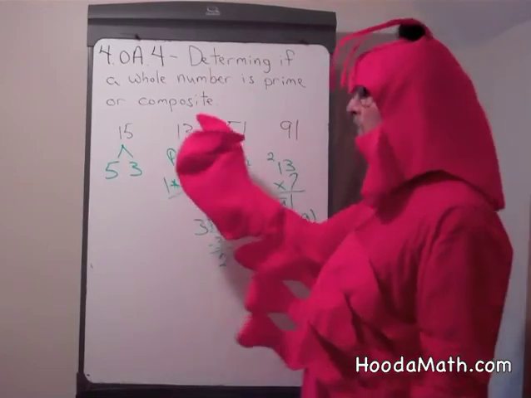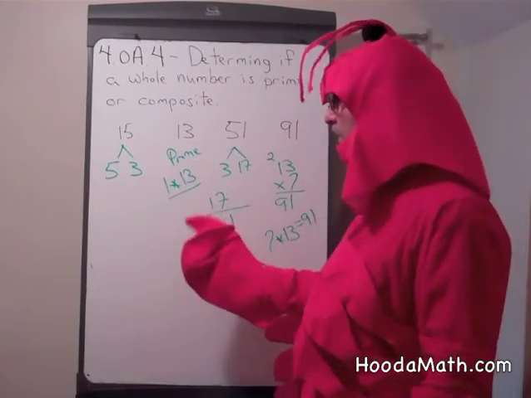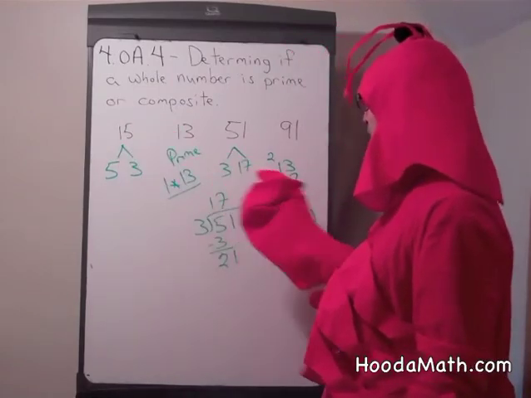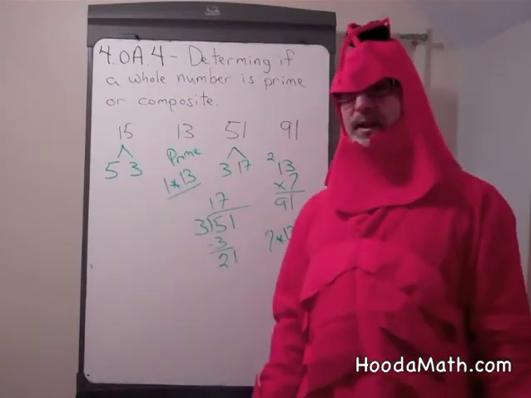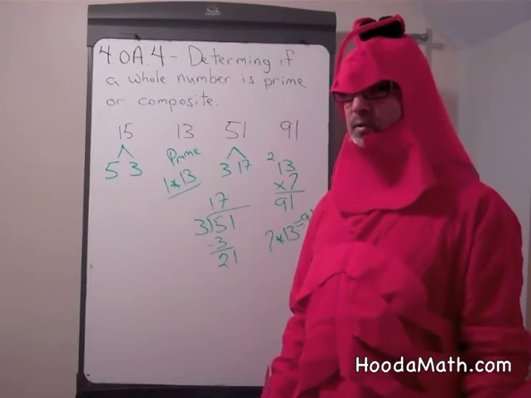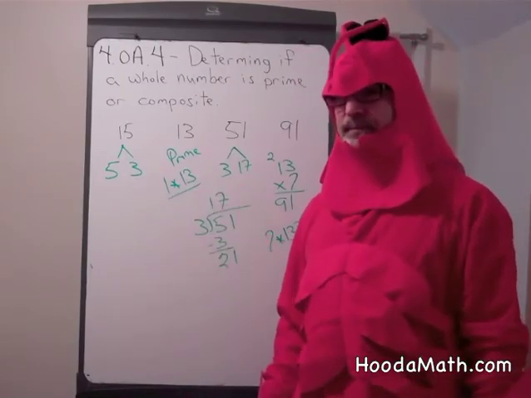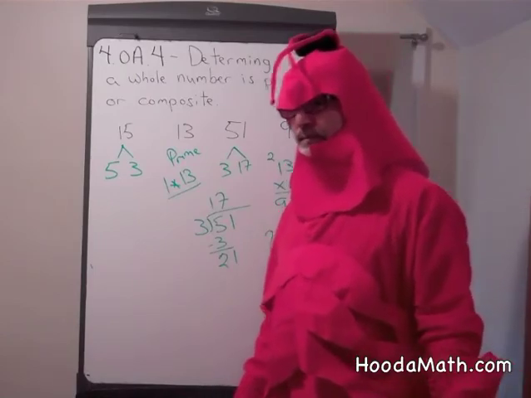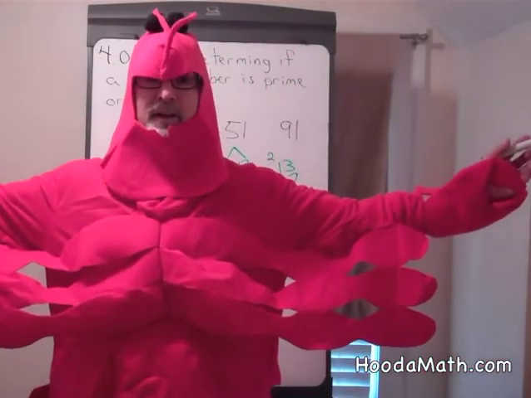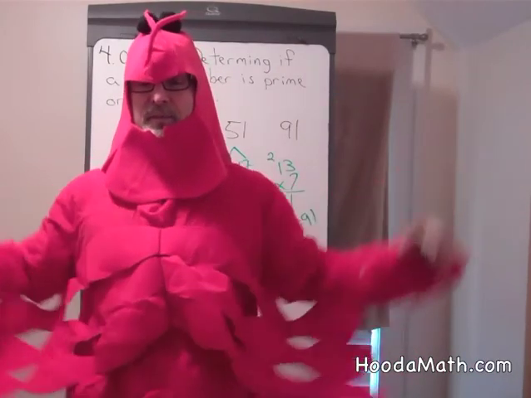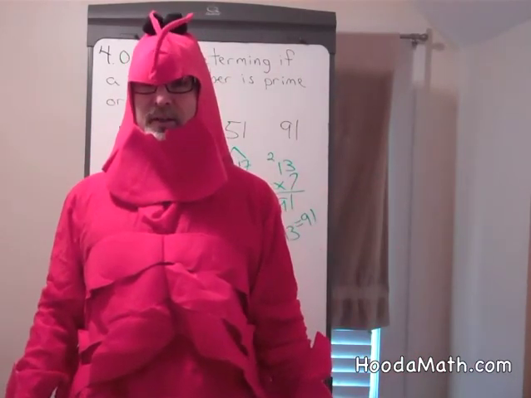I want to remind you, a composite number has factors other than itself and 1. This is composite, this is composite, this is composite. And a prime number has whole number factors of only itself and 1. Why do I know this? I am the math lobster, also known as the decapod crustacean.